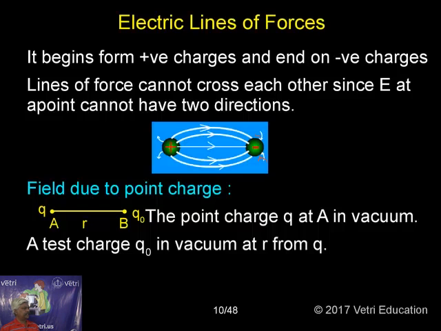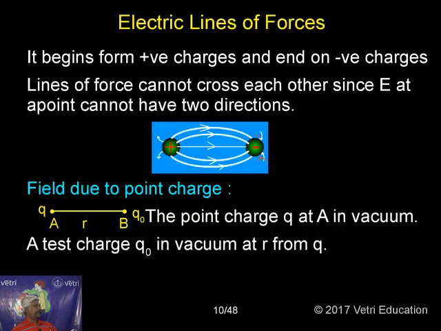Electric field due to a point charge. Just now we have discussed that, and I have given the explanation. The point charge Q at A in vacuum. What is called a point charge? In all these units, we are going to use the word point charge. It is not simply that the charge is a point. The dimension of the charge is very small compared to the distance; then the charge is called a point charge.